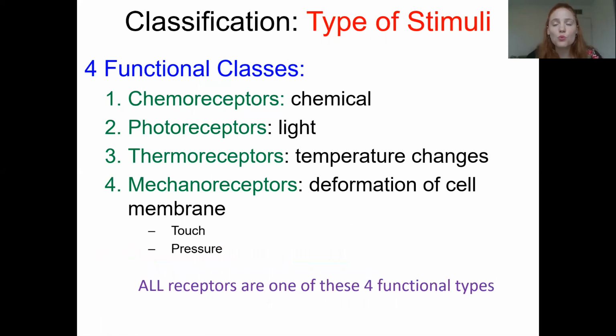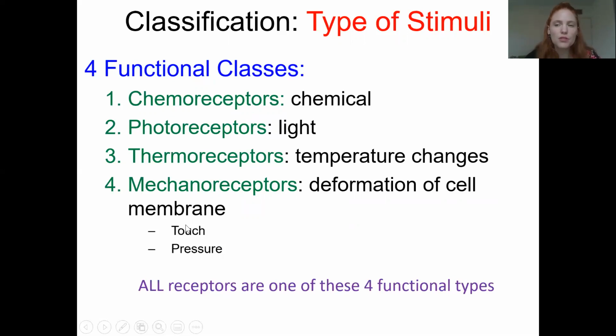Okay, so the second way to classify sensory receptors is based on what type of stimuli activate them. There are 4 functional classifications, and on a quiz, or if I ever say functional classifications, I'm looking for one of these 4. We have chemoreceptors, photoreceptors, thermoreceptors, and mechanoreceptors. Now, usually people are pretty okay with the first 3. Chemoreceptors respond to chemicals, photoreceptors respond to photons of light, which is vision. Thermoreceptors respond to thermal changes or temperature changes. So people usually get those ones pretty easily.